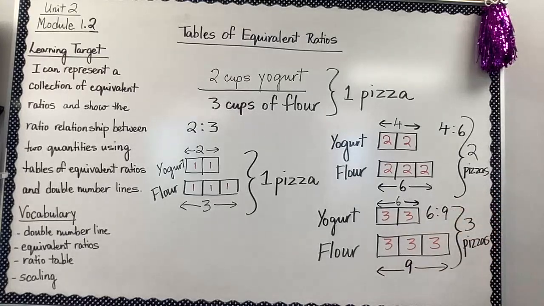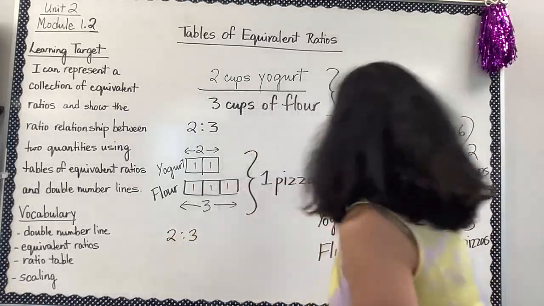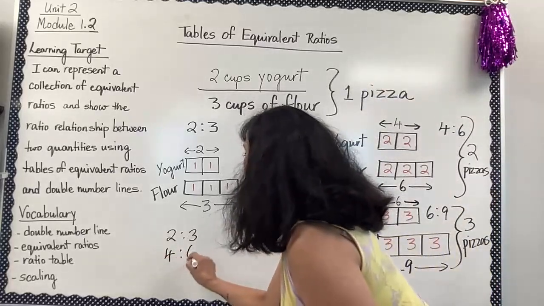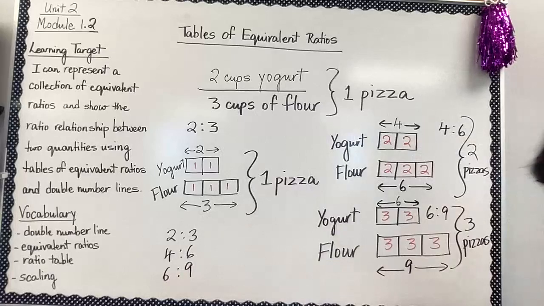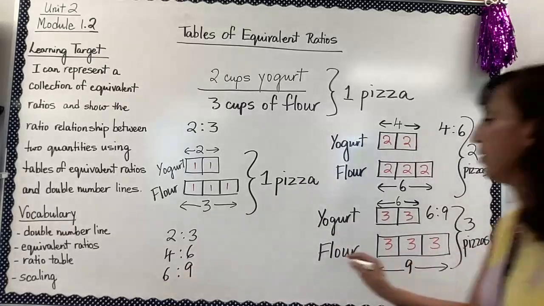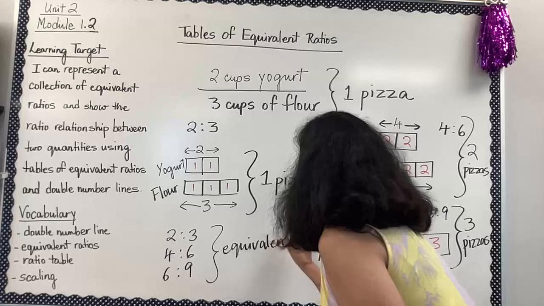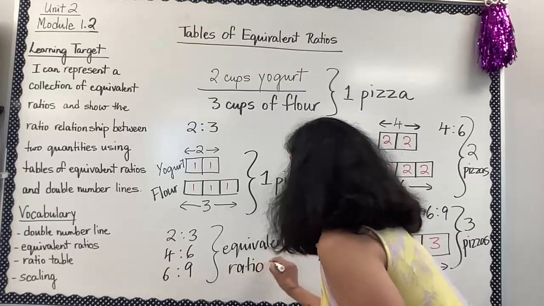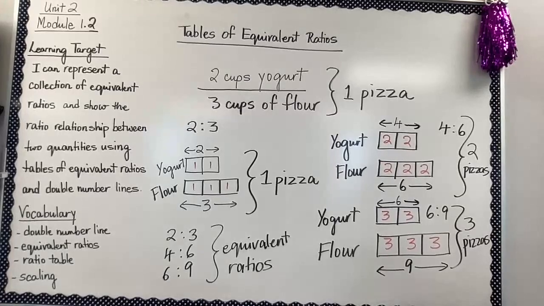All right. So now when I'm looking at all of these ratios here, if I have 2 to 3, I have 4 to 6, I have 6 to 9, all of these are equivalent ratios, because they express the same ratio relationship between the quantities. So that's basically what equivalent ratios are.